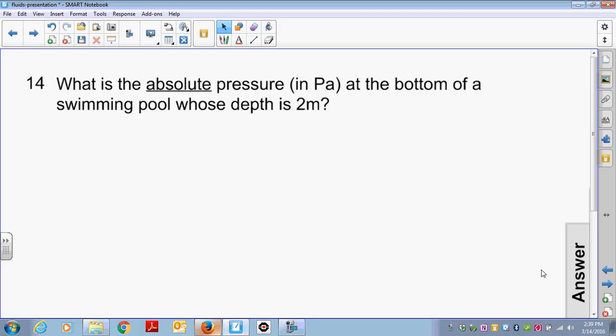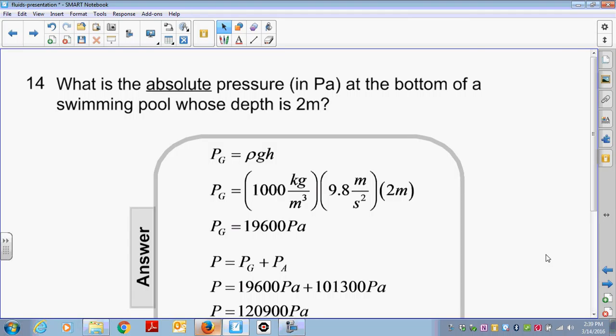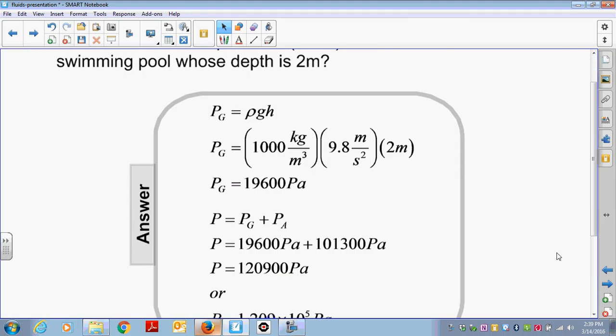What is the absolute pressure in pascals at the bottom of a swimming pool whose depth is 2 meters? Go ahead and pause the video. Okay, so let's take a look at the answer. The pressure is equal to rho g h. We substitute in the numbers and we get 19,600 pascals.